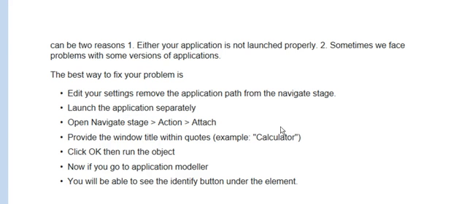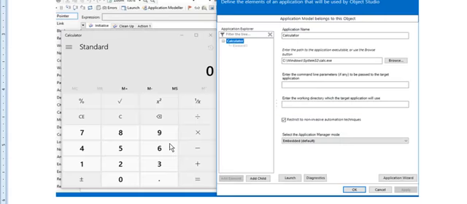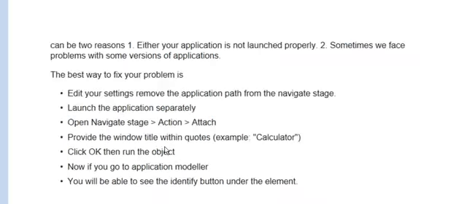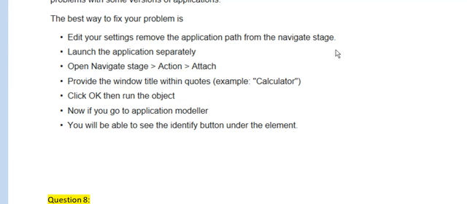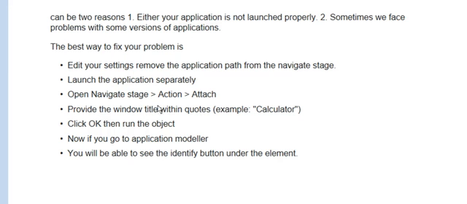The first thing is to remove the application path from the Navigate stage. You can launch the application separately. In the Navigate stage, choose action Attach, provide the window title with wildcards, calculator, click OK and run the object. Now if you go to Application Modeller, you will be able to see the Identify button under the element. Sometimes you have to set it one more time with the Navigate action Attach. If you run it again and it is not related to your launch exe, then probably it will work.